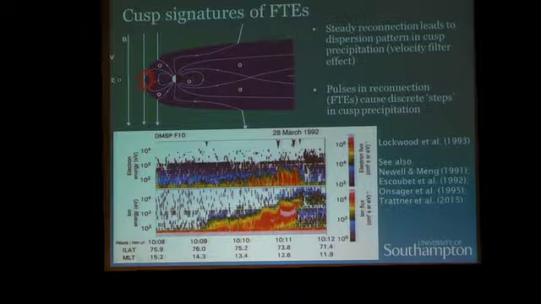I will mainly be concentrating on the signatures that are seen at the magnetopause, but it's important to note that flux transfer events, as a process of bursty reconnection, lead to a whole range of signatures, and actually a lot of good studies are done by combining observations from these different regions. So one example is the signatures that are observed in the cusp.